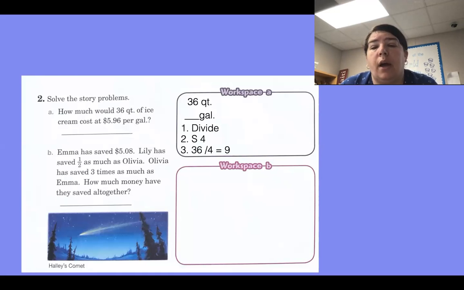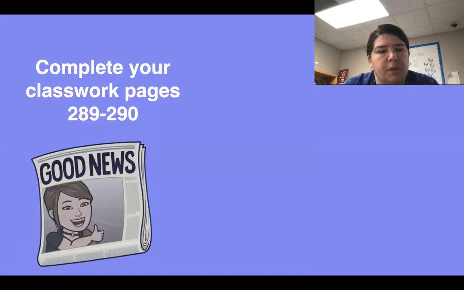Now we need to find out how much money it is going to cost at $5.96 per gallon. So we take $5.96, multiply it by 9 gallons, and we get $53.64. And that's what you need to write on the line. Go ahead and do the second one and the rest of the work on your page. The front and back is for classwork, and then you have some homework questions on page 290 as well.